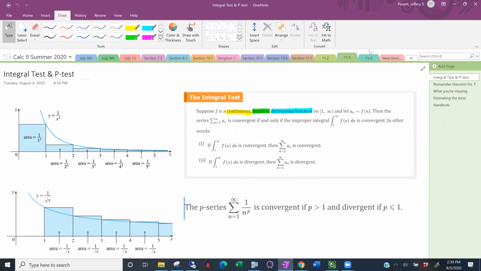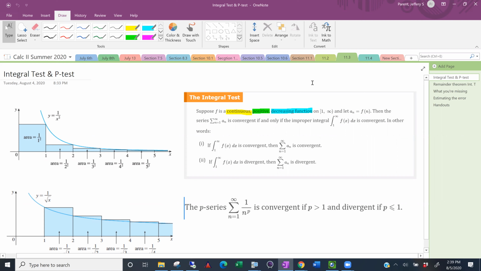So far we've got the nth term test and telescoping series test. It's not really a test, but telescoping series and geometric series as a way to decide if something converges, and if so, perhaps what the sum is. That's not nearly enough. We need a lot more tests, and it's going to continue with the integral test.